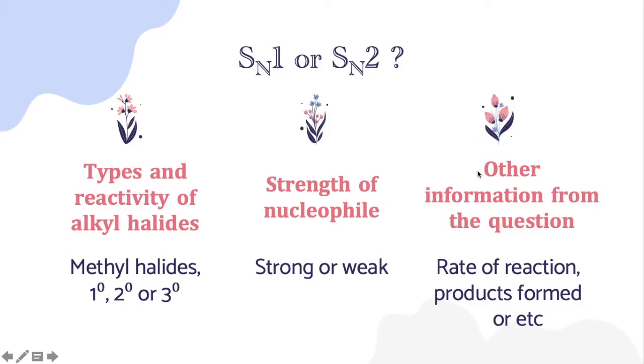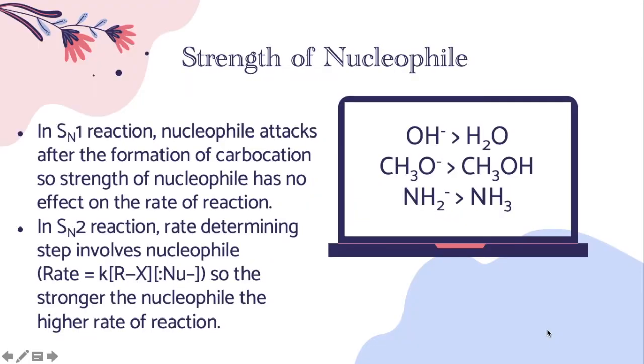Finally, other information from the question, for example, rate of reaction. If it is a second order reaction, it is SN2 mechanism. If it's a first order reaction, it is SN1 mechanism. Products formed or extracted.